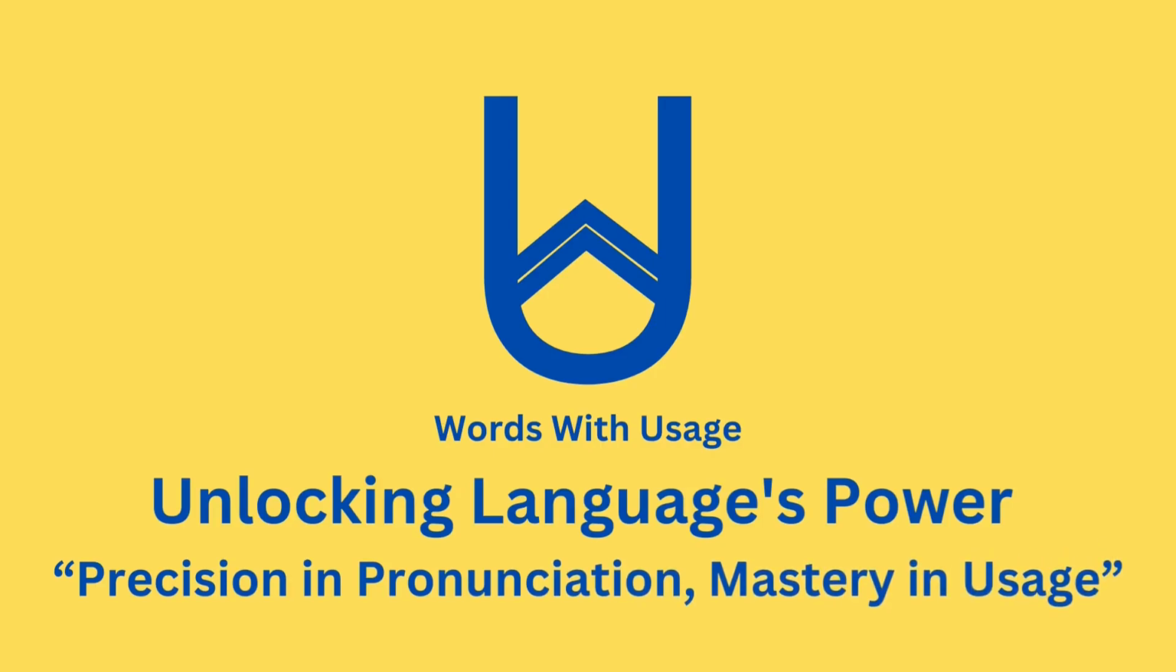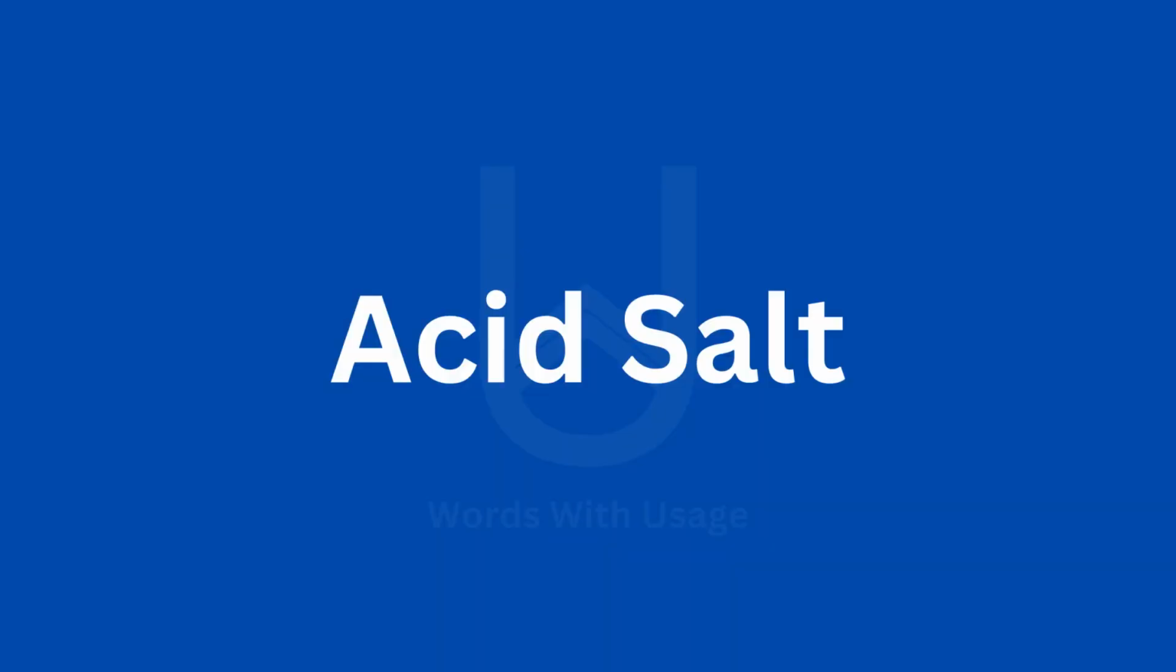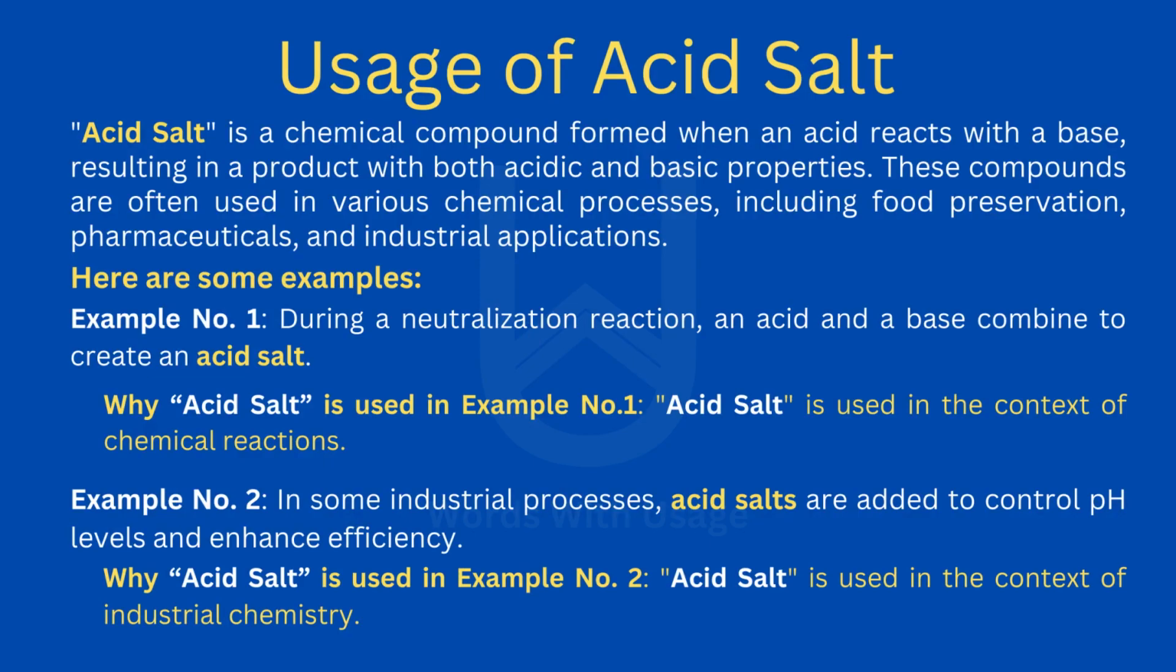In this video, the word is acid salt. Acid salt. Acid salt is a chemical compound formed when an acid reacts with a base, resulting in a product with both acidic and basic properties. These compounds are often used in various chemical processes, including food preservation, pharmaceuticals, and industrial applications.